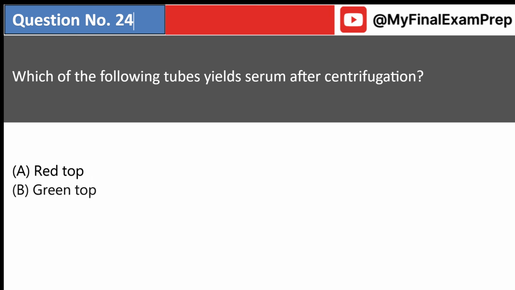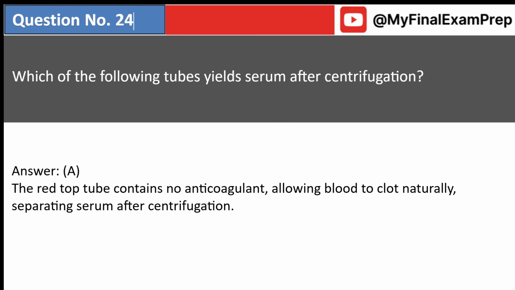Which of the following tubes yields serum after centrifugation? A. Red top. B. Green top. C. Lavender top. D. Light blue top. Answer A. The red top tube contains no anticoagulant, allowing blood to clot naturally, separating serum after centrifugation.